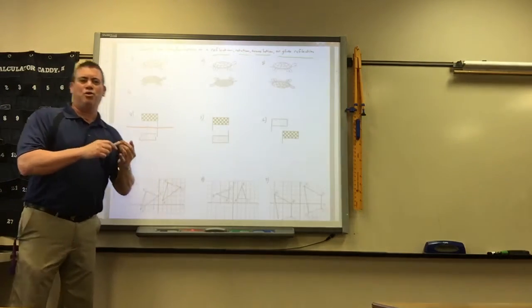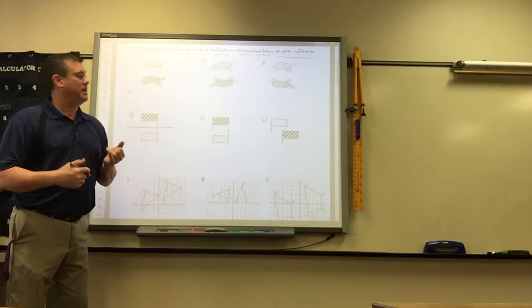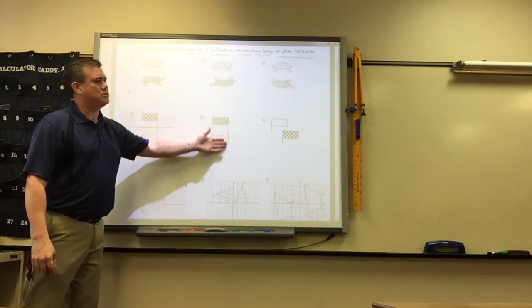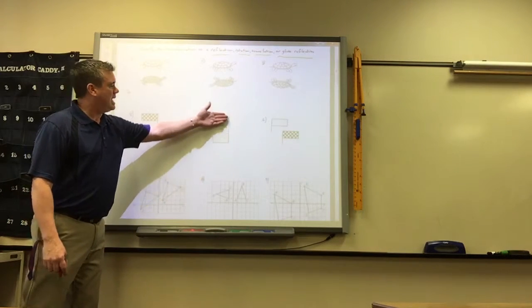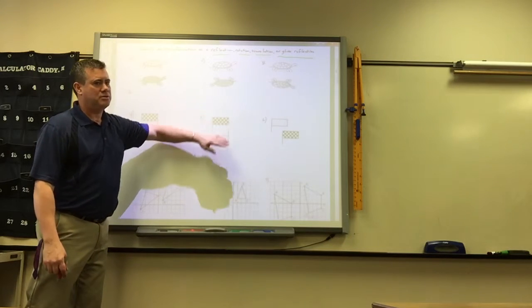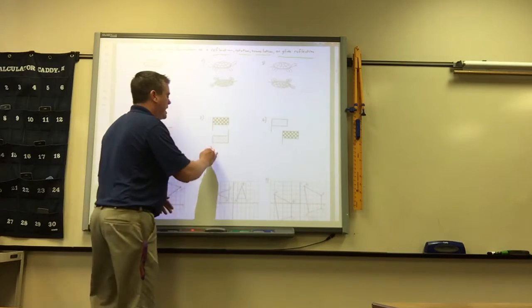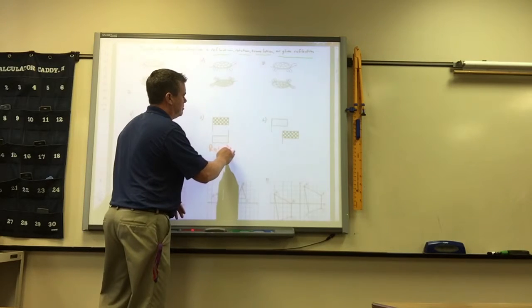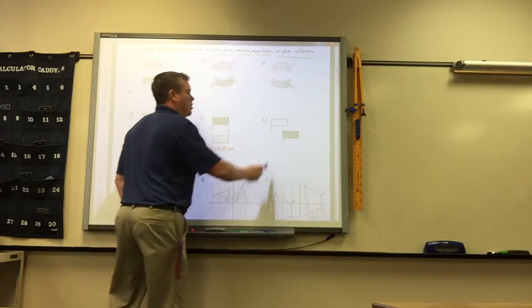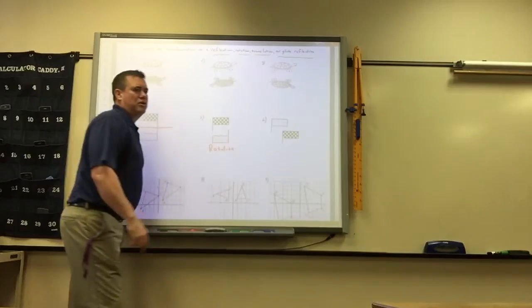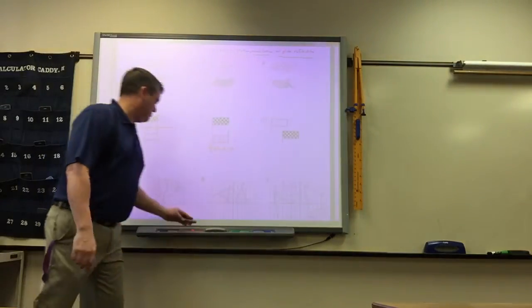And some of these, if you don't know what it is, you can just do a process of elimination. It doesn't look the same, so it's not a translation. It can't fold on top of itself, so it's not a reflection. So it's got to be a rotation. This one just slid down to the right, so it's a translation.